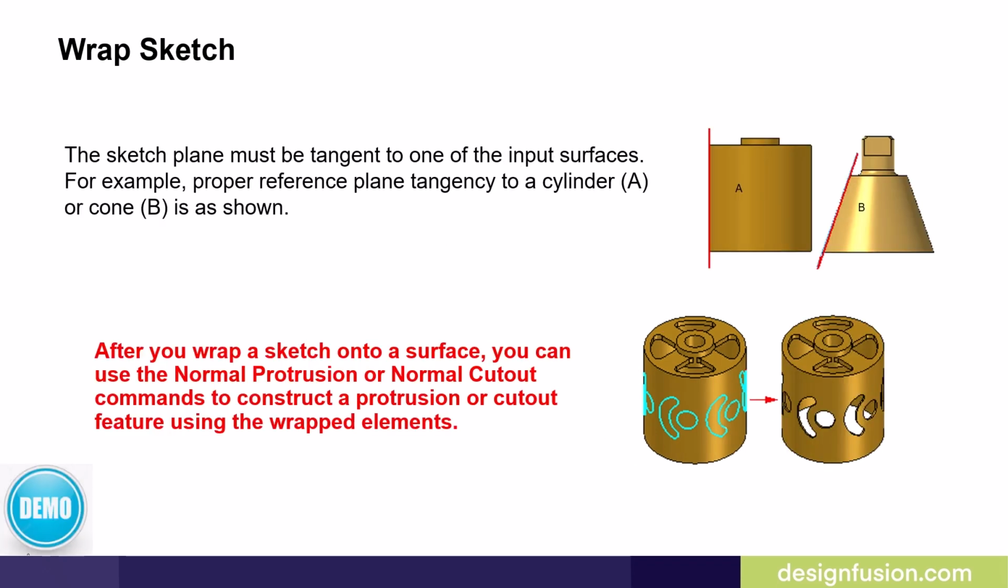The one caveat here is that the sketch plane must be tangent to one of the input surfaces. For example, the image shows reference plane tangency to a cylinder and cone. Once you've wrapped the sketch, you can then use the normal protrusion or normal cutout commands to create desired features. Let's have a quick look at this in Solid Edge.